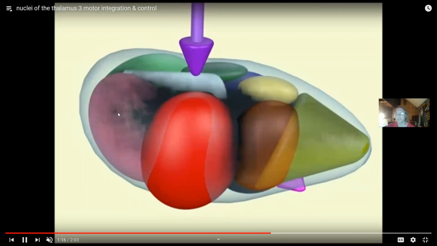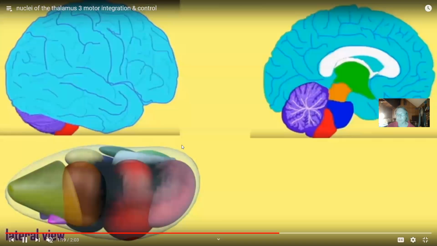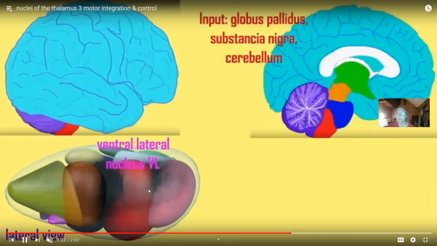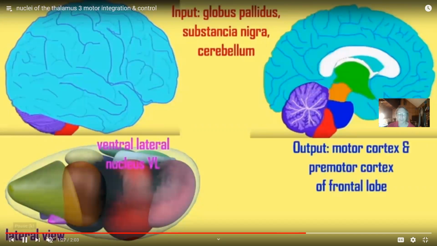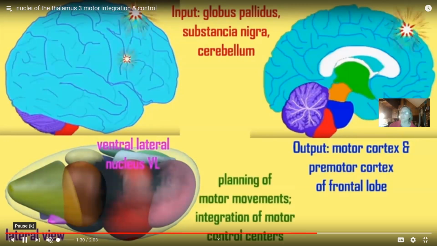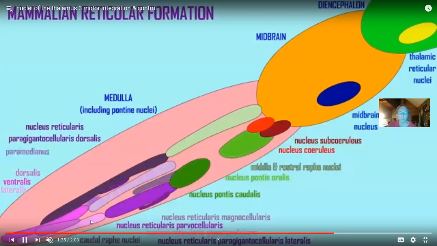And then if that's the ventral anterior nucleus, then we have a ventral lateral nucleus, which is also getting information from motor centers, such as the globus pallidus, the substantia nigra of the midbrain, the cerebellum, and then going out to the motor cortex and premotor cortex of the frontal lobe. So the thalamus has nuclei which are involved in motor function.